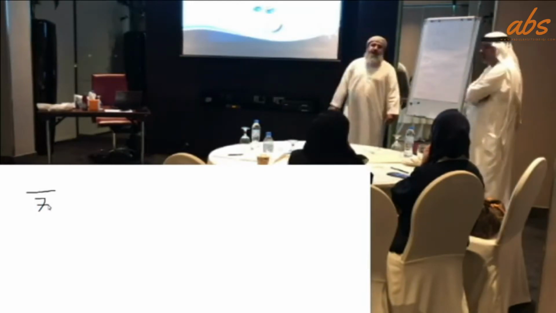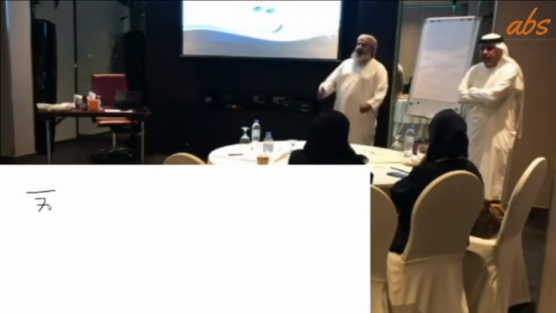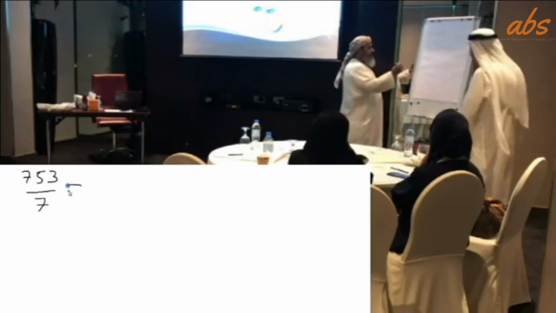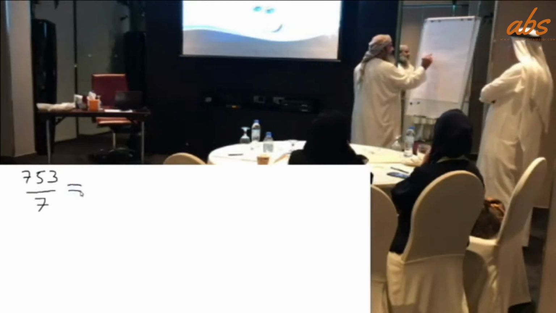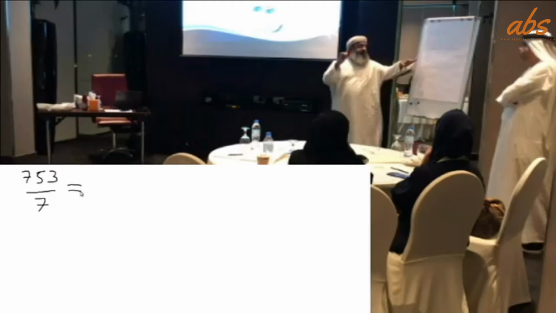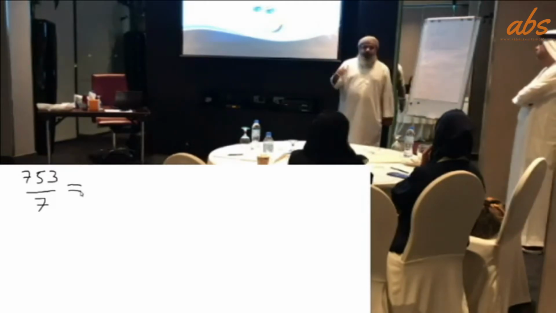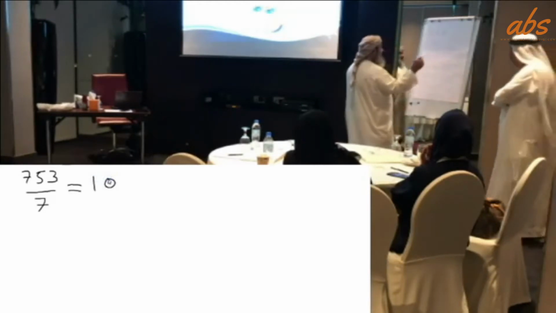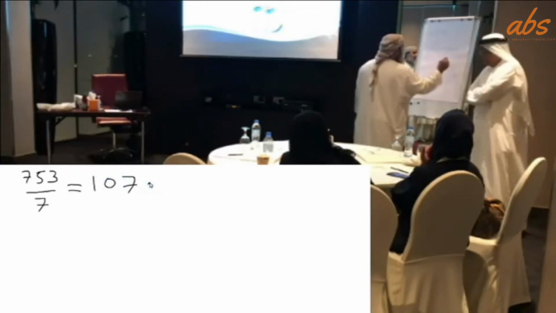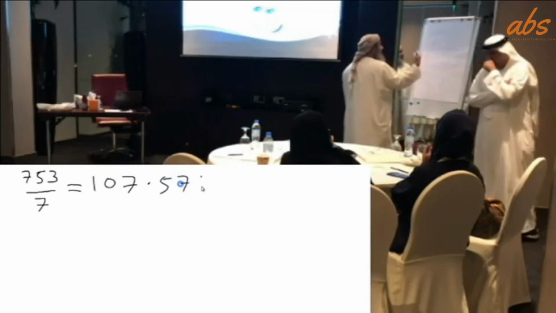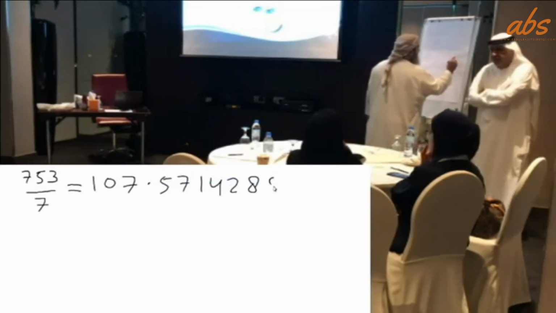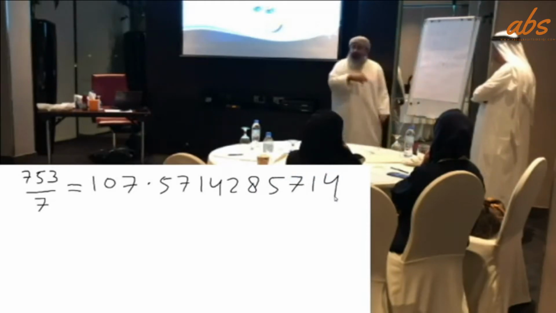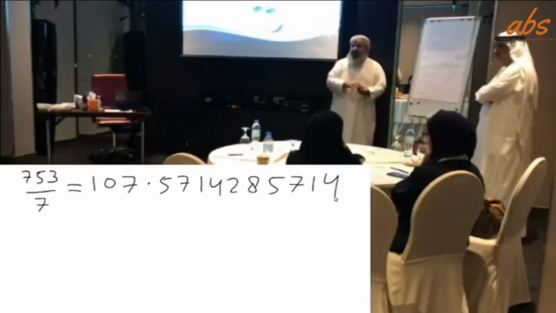Give me any 3-digit number. It starts from 100 to 1000. 753. Okay. Now, I will do 753 divided by 7 without calculator. You do it on calculator. Who is faster? Did you finish? Is it fine? Yes.